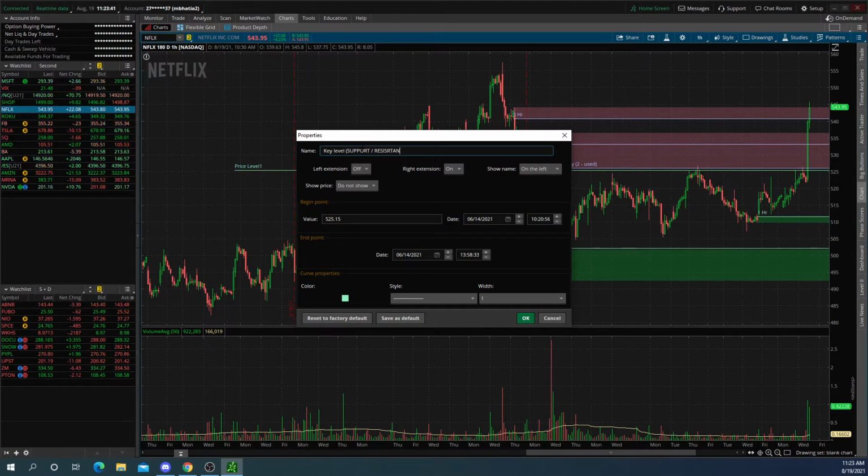and resistance. I'm pretty sure you guys already know this by now, but support and resistance and supply and demand are not the same thing. Support and resistance is just areas which act as floors and ceilings. I'll explain what I mean by that.